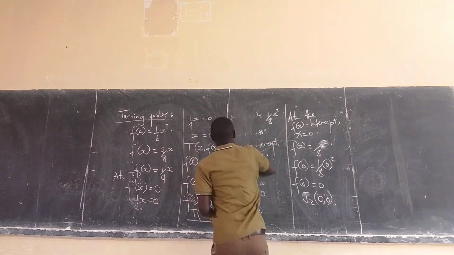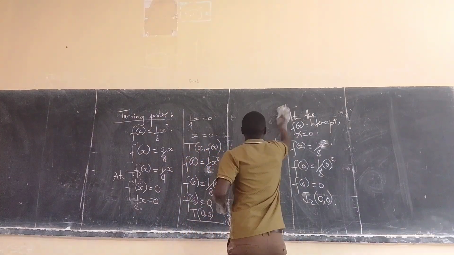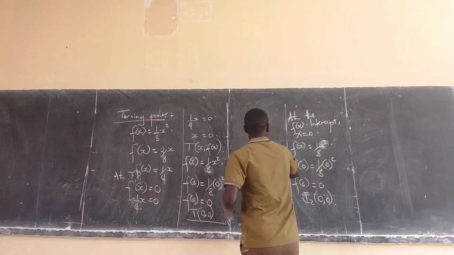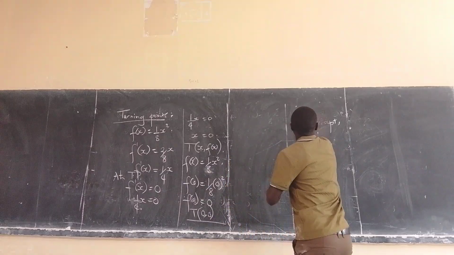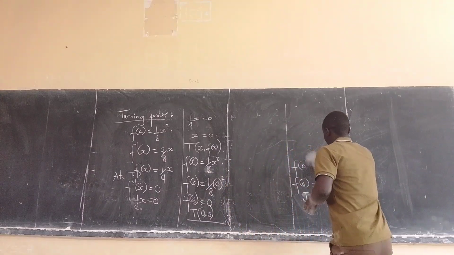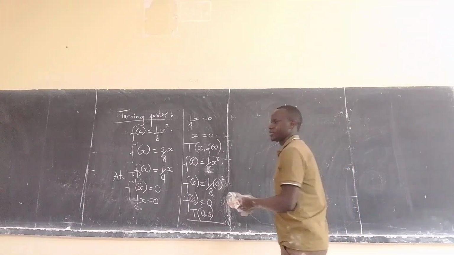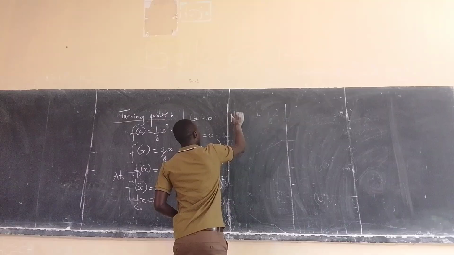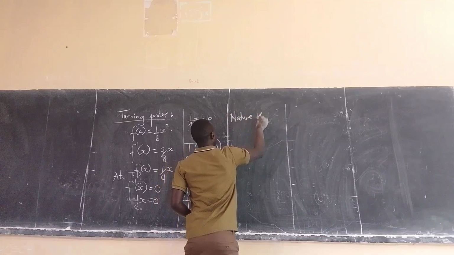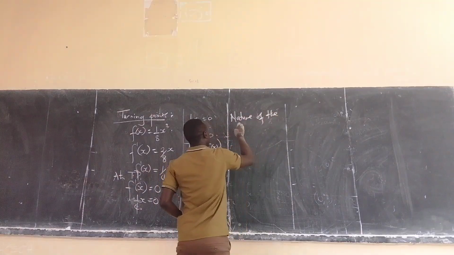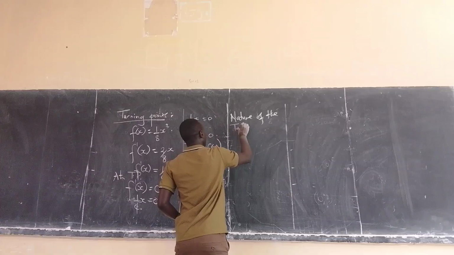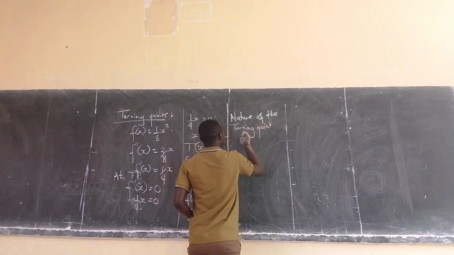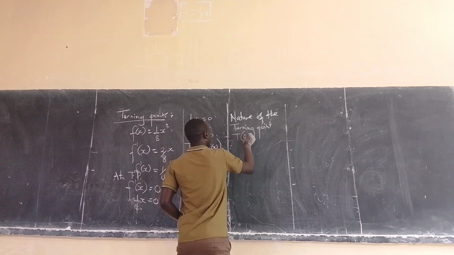Now its nature, because the question wanted the three things: the intercepts, the turning points, and their nature. So we are on the nature of the turning points, but they are not turning points because we have only one. So it's the nature of the turning point.